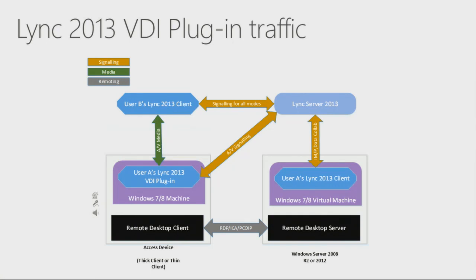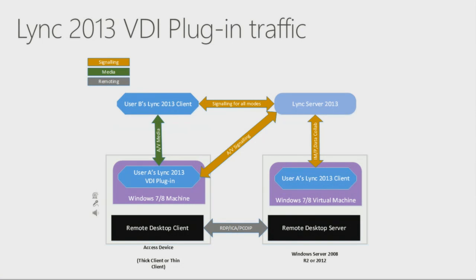On the right-hand side, we've got our virtual machine, Windows 7 or Windows 8, running quite happily. We've deployed the standard Lync 2013 full client on this. On the left-hand side, we've got our local machine, our access device, a Windows 7 or 8 endpoint, maybe Windows 7 embedded. On there, we've deployed the Microsoft Terminal Services Client RDP8 components, and the Lync 2013 VDI plugin.